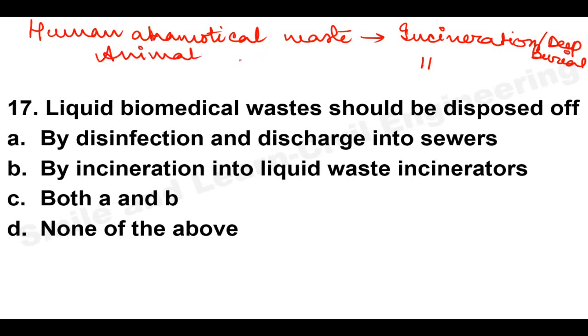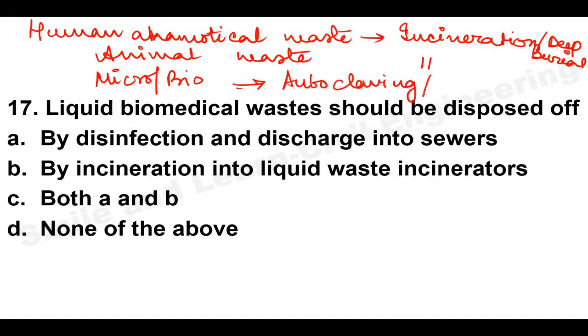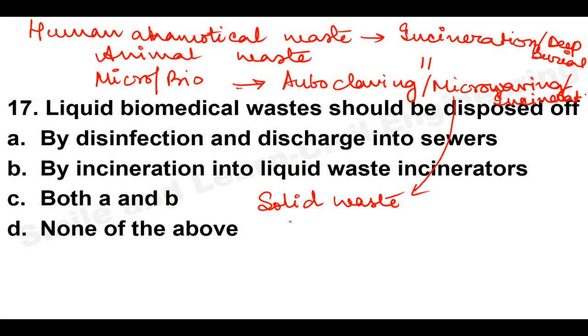Third thing is microbiological and biotechnological waste, or any kind like this. It is disposed of using autoclaving, microwaving or incineration. Any of the methods can be employed, among these three. Next, solid wastes are treated using incineration, autoclaving or microwaving. Same thing, the same three are employed for solid wastes.